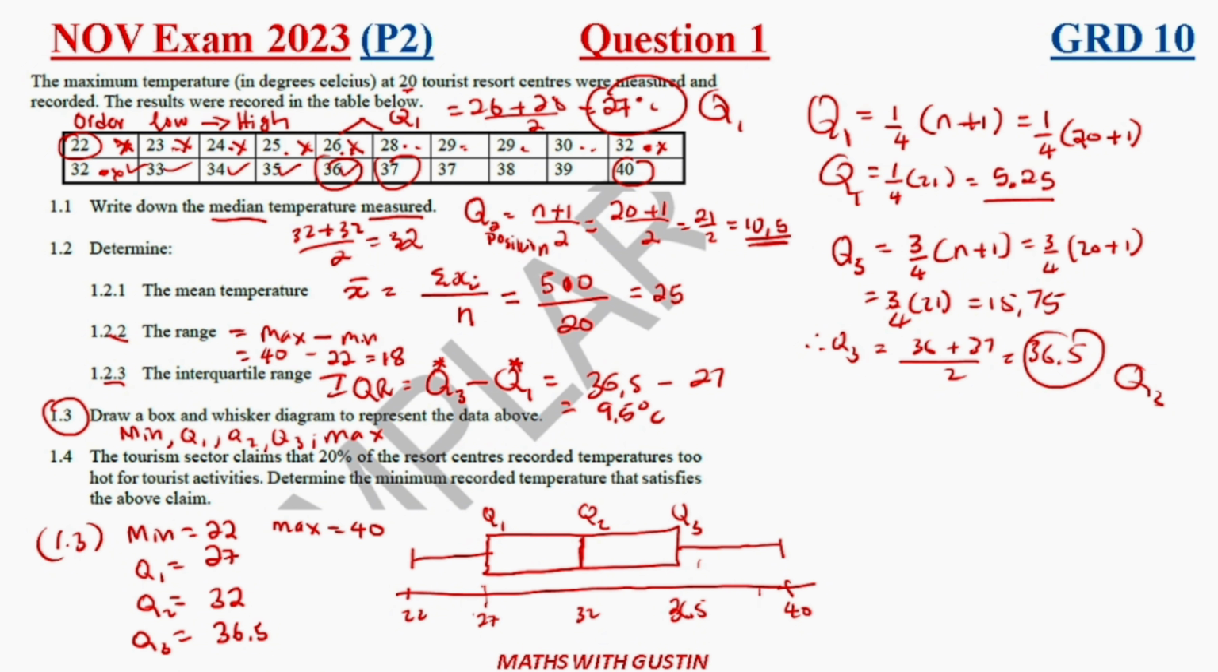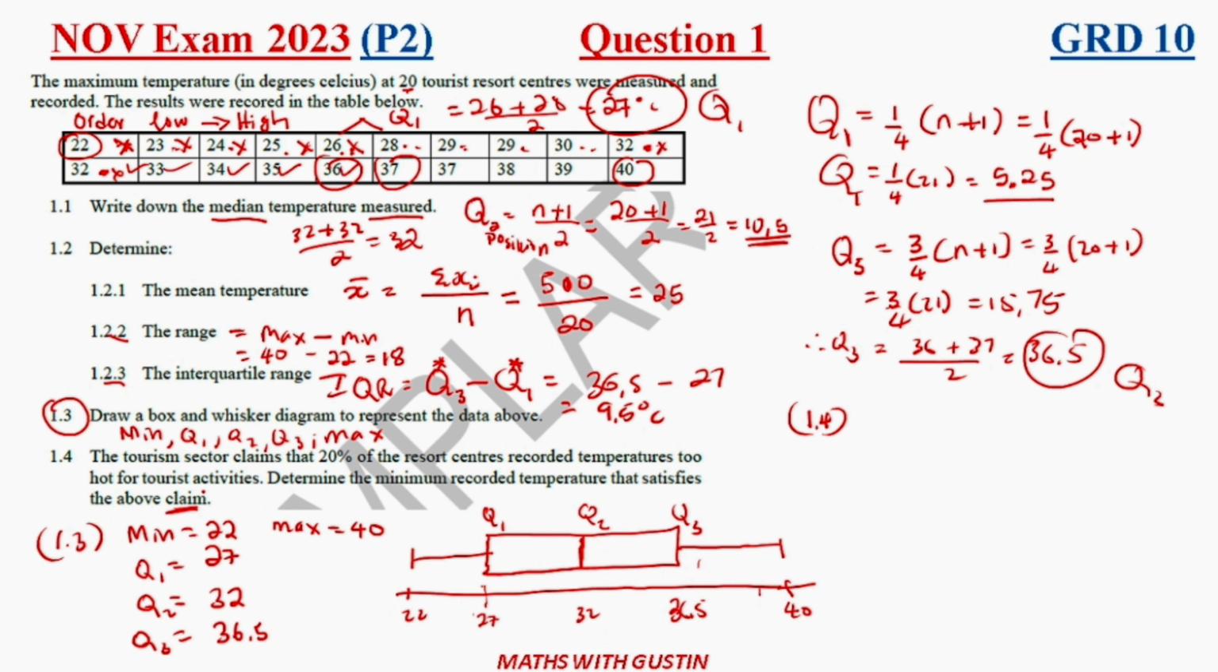So let's go to 1.4. 1.4 says here, the tourism sector claims that 20% of the resort centers recorded temperatures too hot for tourism activity. Determine the minimum recorded temperature that satisfies the above claim.